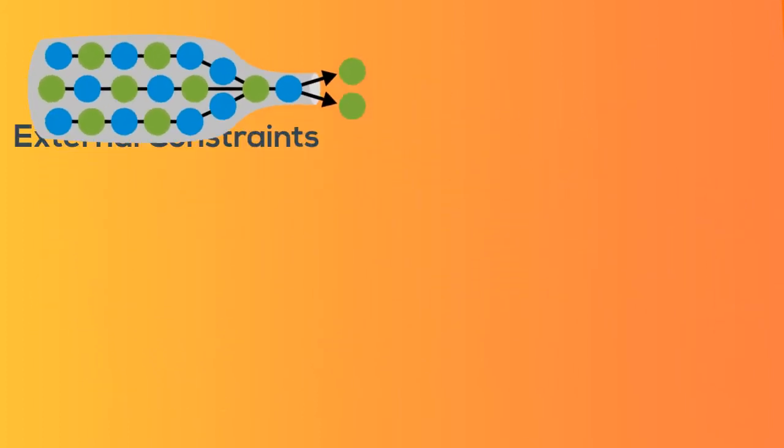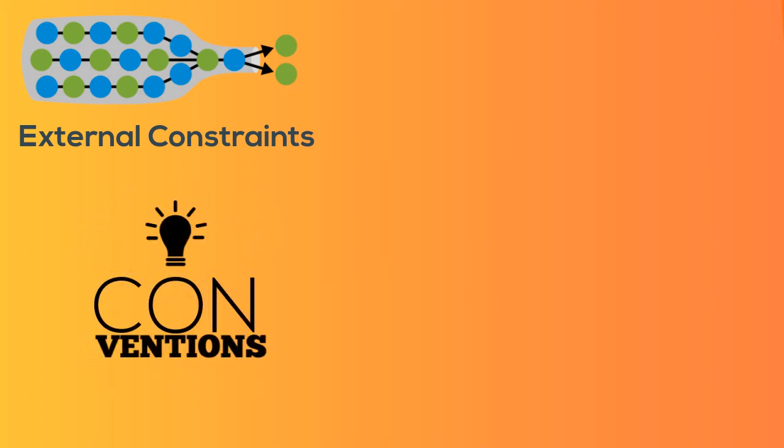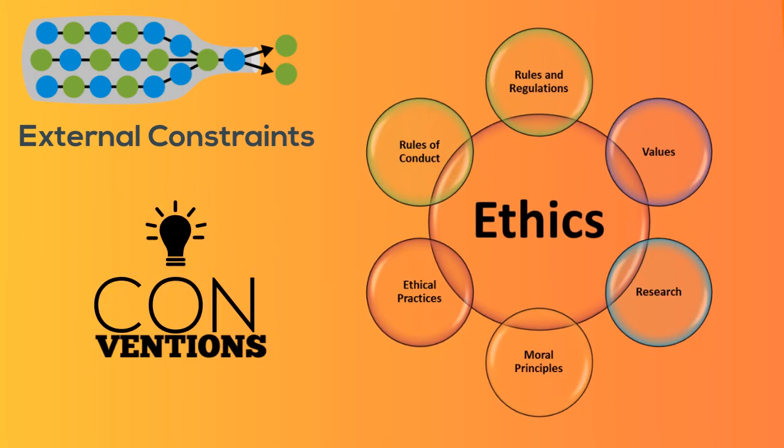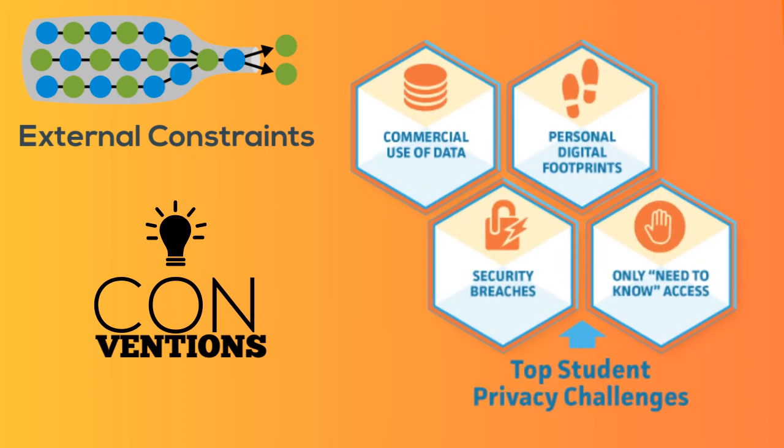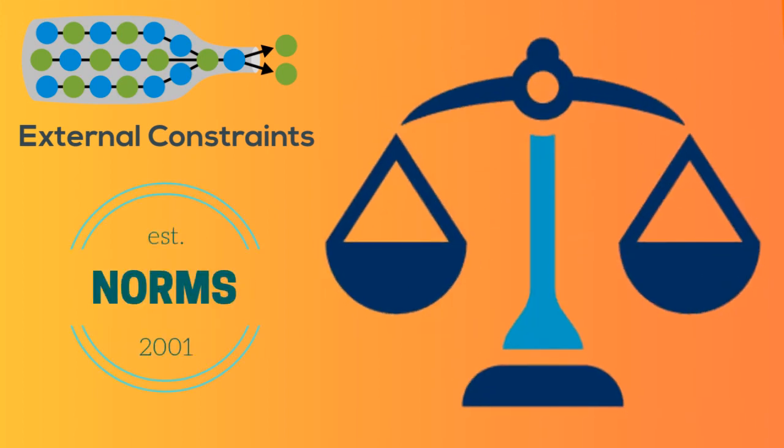External constraints include conventions and norms. Conventions covers the ethical implications of the use of data, as well as the learner's personal privacy. Norms cover the policy side, that is, the laws that are already in practice.